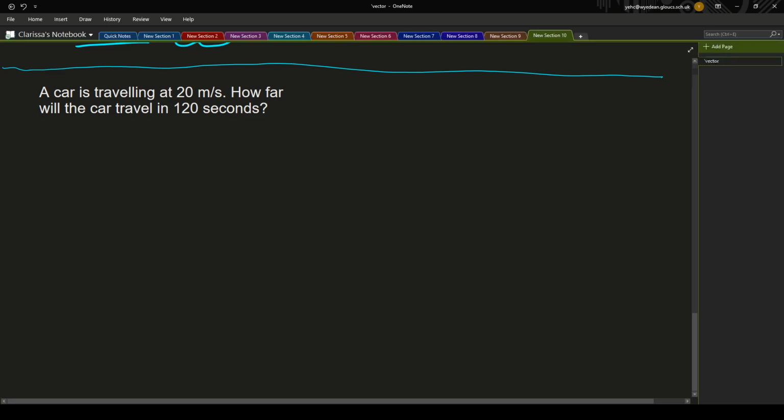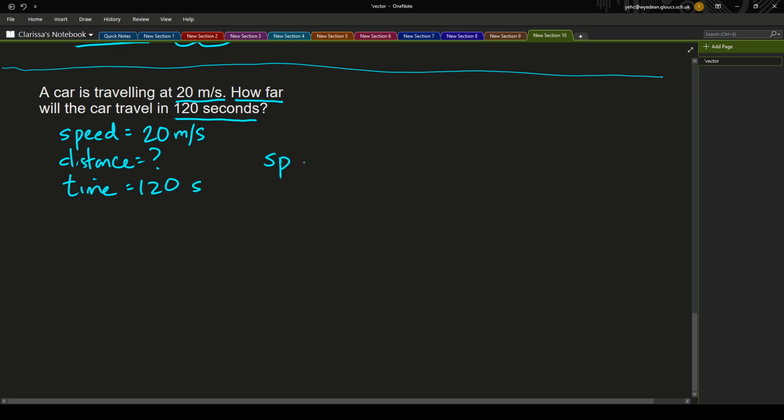Okay, ideally that should have been enough time for us to get that done. Right, let's go over the answer then. So a car is traveling at 20 meters per second. That is a speed or a velocity. So speed equals 20 meters per second. How far will the car travel? How far? That's asking me for distance equals question mark. Will the car travel in 120 seconds? So time equals 120 seconds.